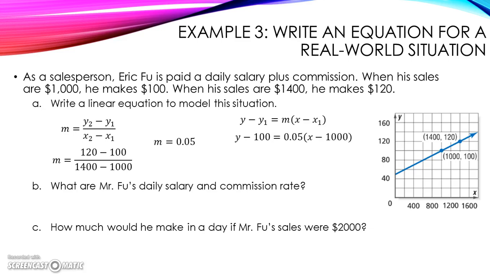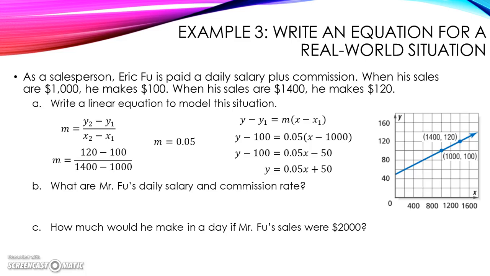Next we distribute. So y minus 100 equals 0.05x minus 50. Then we're going to add 100 to both sides. So we get y equals 0.05x plus 50. So now we can find Mr. Fu's daily salary and commission rate.